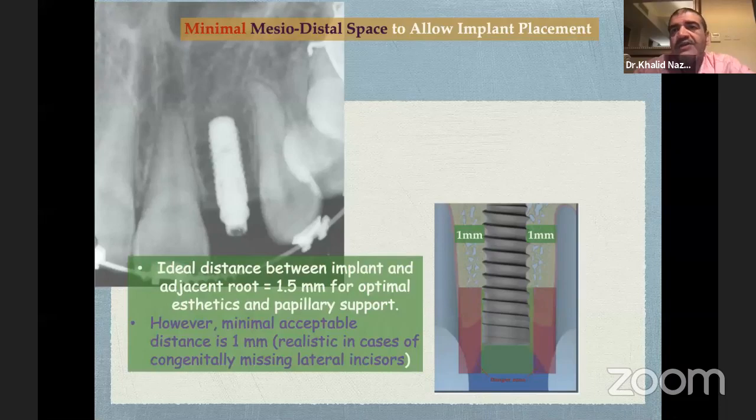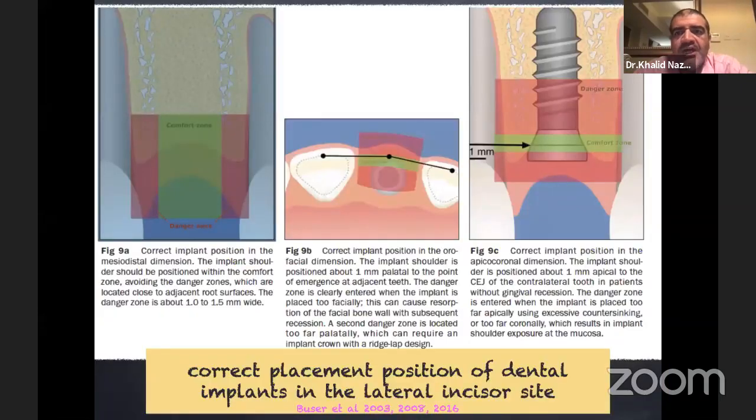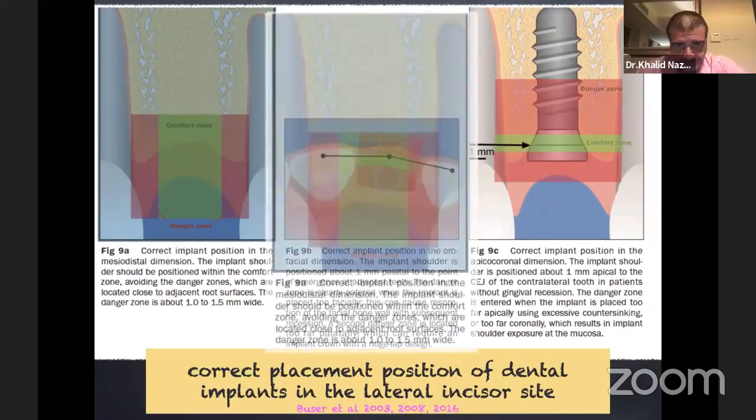1 millimeter on both sides is the minimum acceptable space between an implant and an incisor, or a root of an incisor, to preserve the papilla and to allow good healing of the soft tissue to give a nice aesthetic outcome, and at the same time avoid damaging the roots.